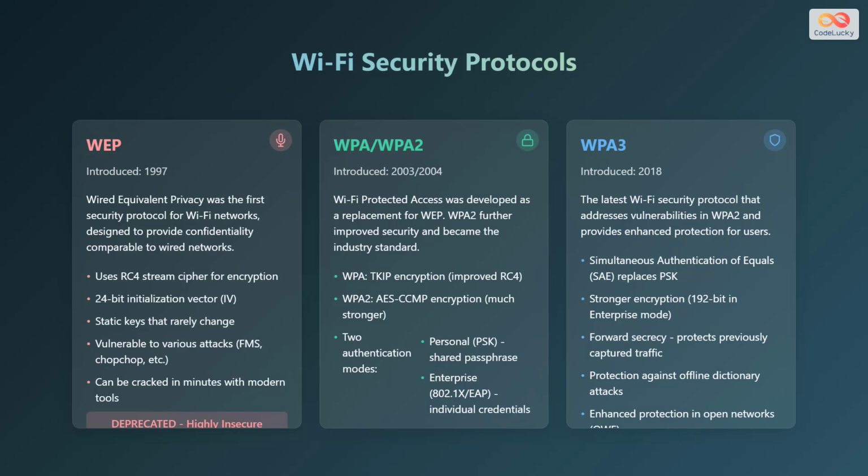The final one is Wi-Fi Protected Access 3, introduced in 2018. It is the latest Wi-Fi security protocol that addresses vulnerabilities in Wi-Fi Protected Access 2 and provides enhanced protection for users. It uses Simultaneous Authentication of Equals, which replaces the pre-shared key. It also uses stronger encryption, 192-bit in enterprise mode, forward secrecy, which protects previously captured traffic, protection against offline dictionary attacks, enhanced protection in open networks, and is mandatory in Wi-Fi 6 certified devices, and is the current highest security standard.